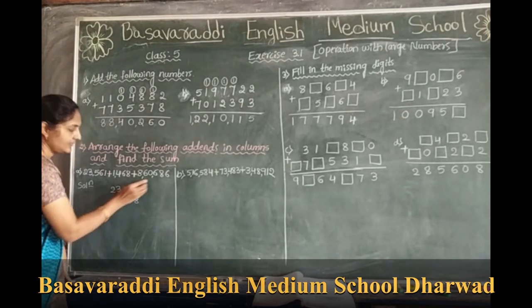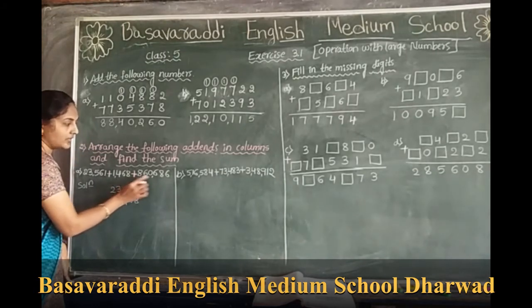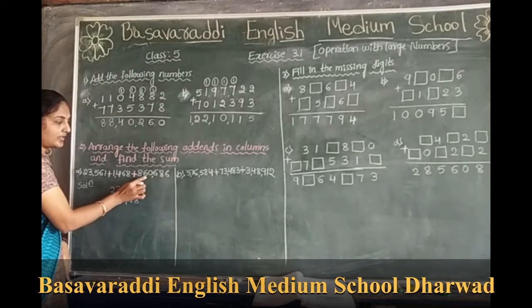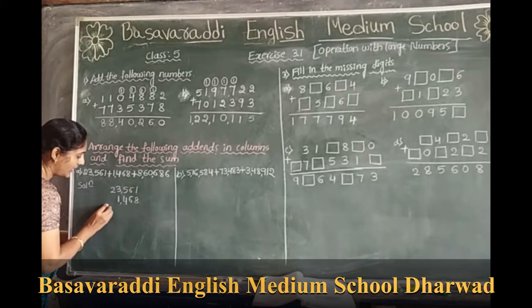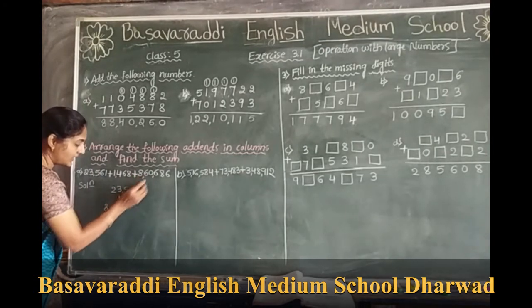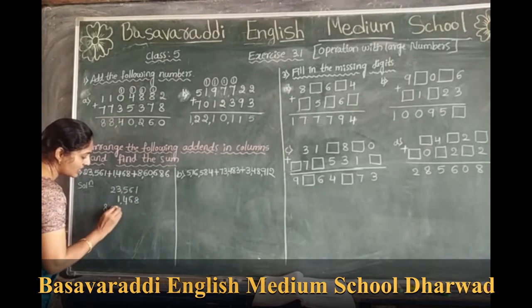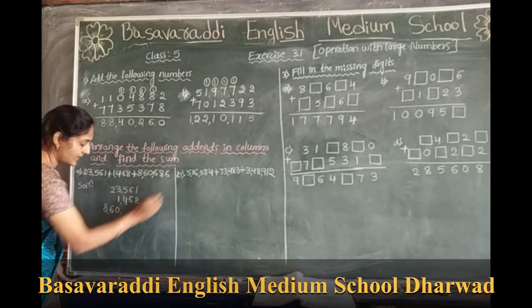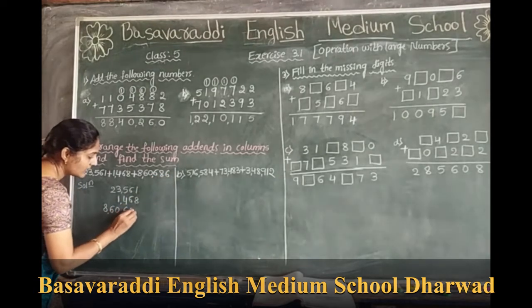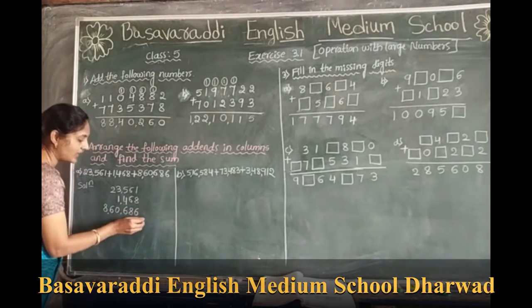1,468. The third one is 8. Ones, tens, 100, 1,000, 10,000 and lakh. Okay, we have to write 8 in the lakhs place. 60 it is in the 10,000s place. And 686 right in the 100, tens and ones place.